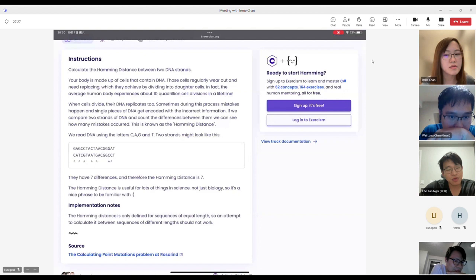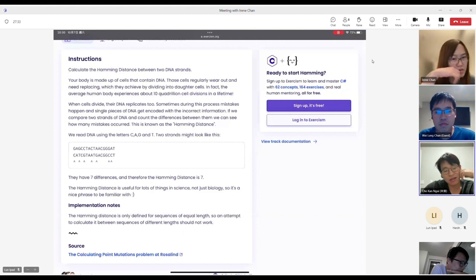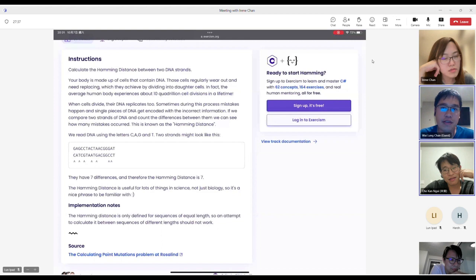But each one is a string, so do we need to break it down? I think we have been given two strings for this question. Just like the example, the first one is GAGCCT and the second one is CATCGT, and then we have to calculate how many differences there are between them.